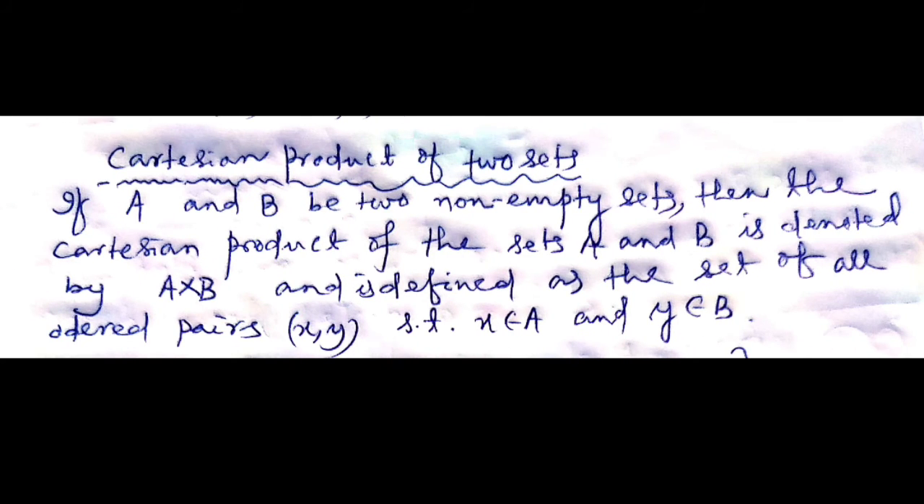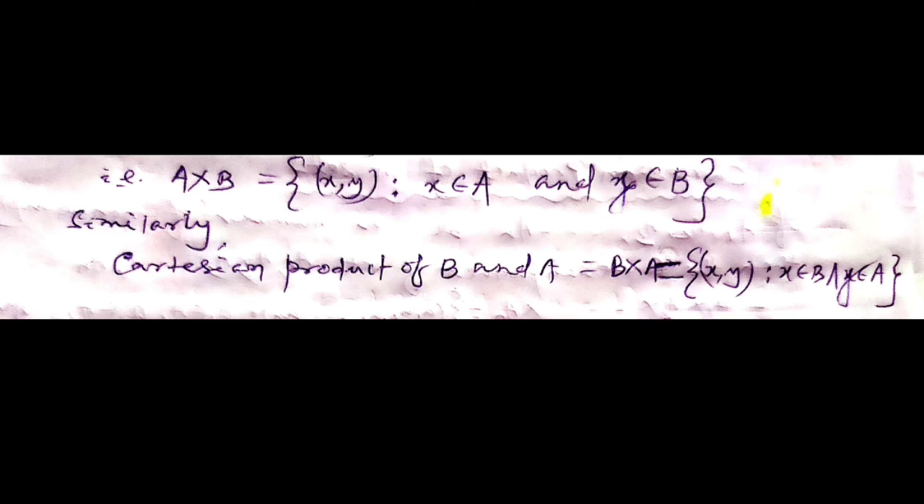Cartesian product of two sets. If A and B are two non-empty sets, then the Cartesian product of sets A and B is denoted as A cross B, read as Cartesian product of A and B, and it is defined as the set of all ordered pairs (x, y) such that x belongs to A and y belongs to B. Similarly, the Cartesian product B cross A is the set of all ordered pairs (x, y) such that x belongs to B and y belongs to A.